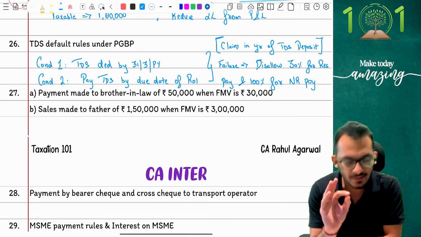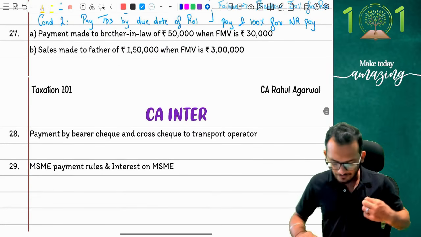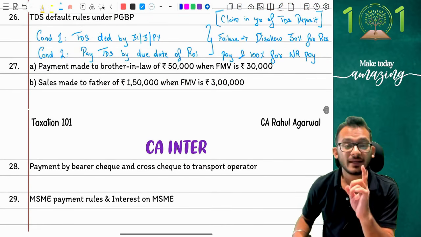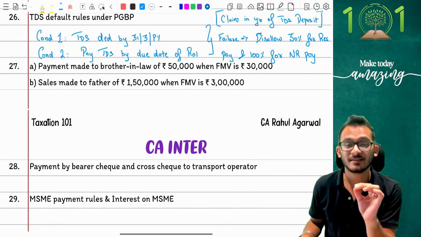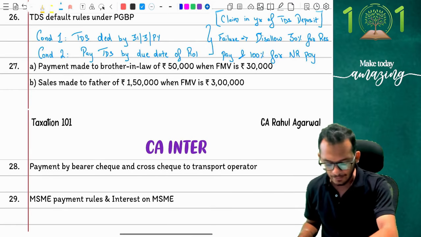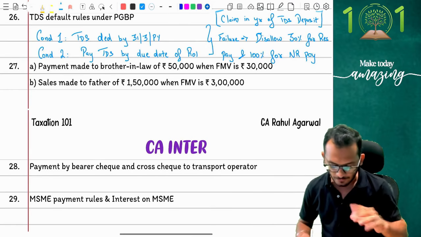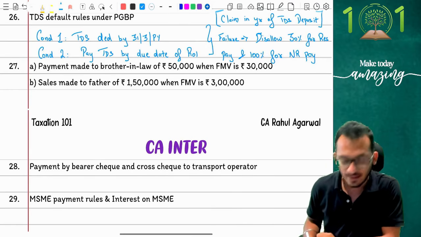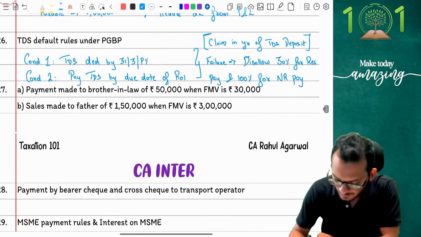Clear? Yes, yes, good. Next, people, we're moving on to question number 27. Look very carefully. Two adjustments, very critical adjustments, which have come in exams in the past and people have made mistakes on that. Look, it says, first one is payments made to brother-in-law of 50,000 rupees when the fair market value is 30,000 rupees. This is what the adjustment is.